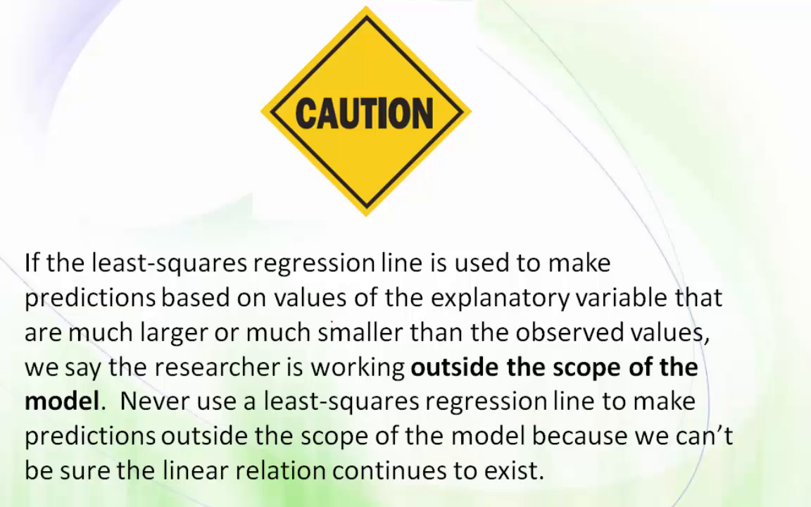Caution: if the least squares regression line is used to make predictions based on values of the explanatory variable that are much larger or much smaller than the observed values, we say the researcher is going outside the scope of the model. Never use a least squares regression line to make predictions very far outside the scope of the model, because you can't be sure that the linear relationship will continue to exist.